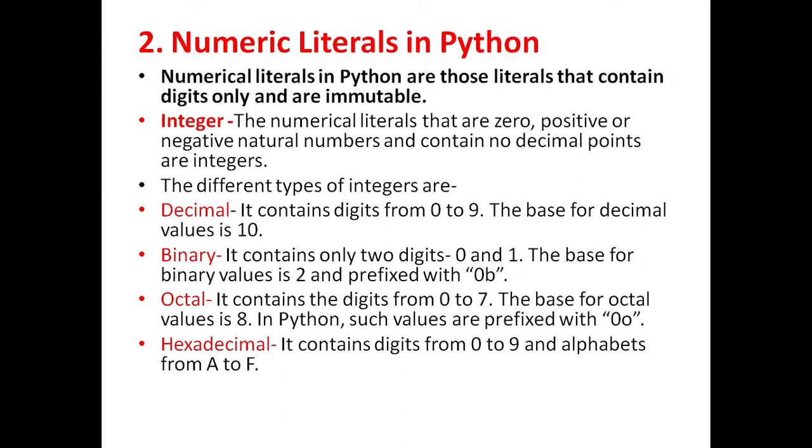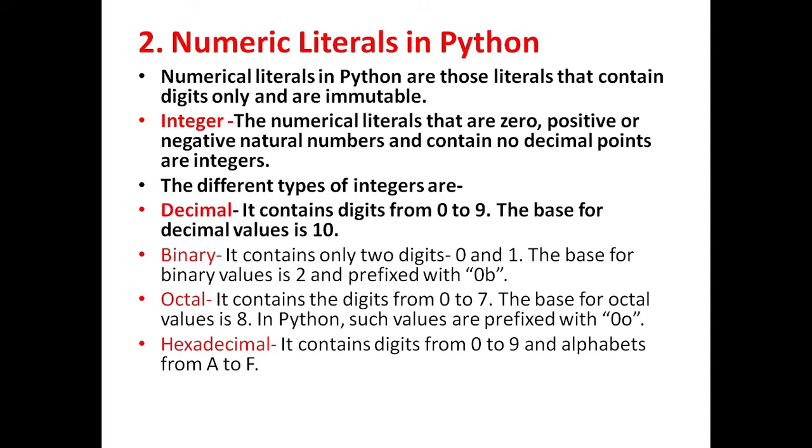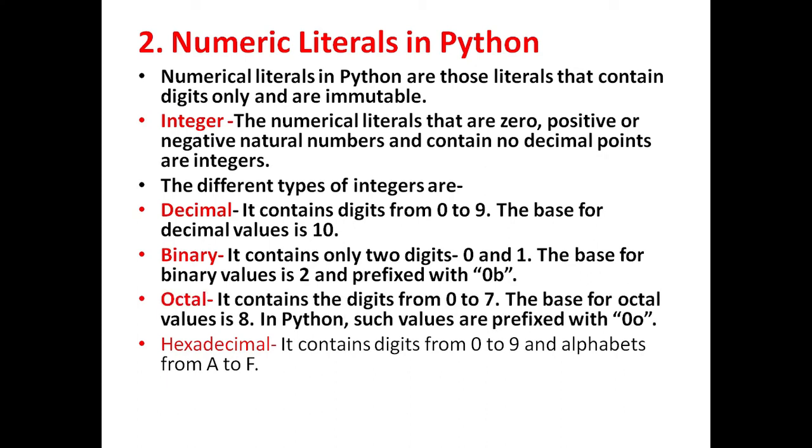Next is numeric literals. Numerical literals in Python are those literals that contain digits only and are immutable. First is integer. These are the numerical literals that are 0, positive or negative natural numbers and contain no decimal points. The different types of integers are decimal, which contains digits from 0 to 9, binary, which contains only 2 digits 0 and 1, octal contains the digits from 0 to 7, and hexadecimal contains digits from 0 to 9 and alphabets from A to F.